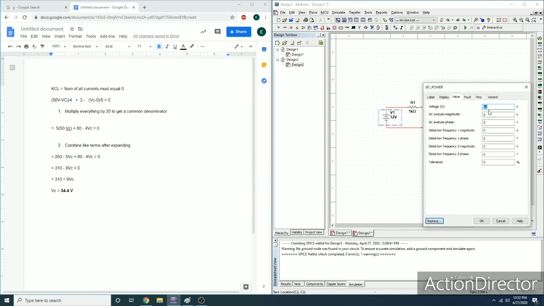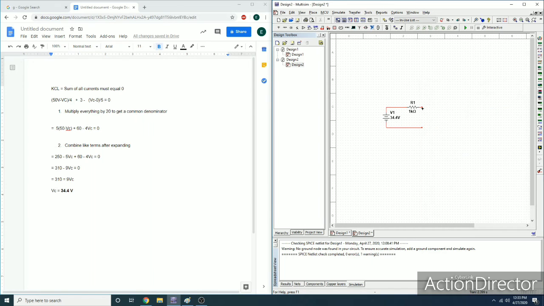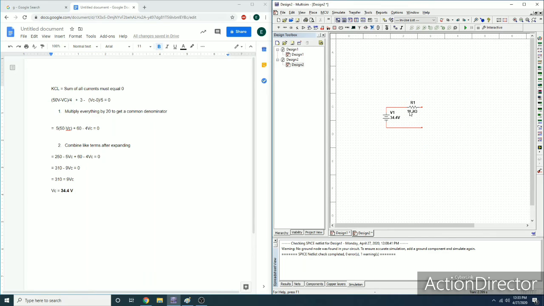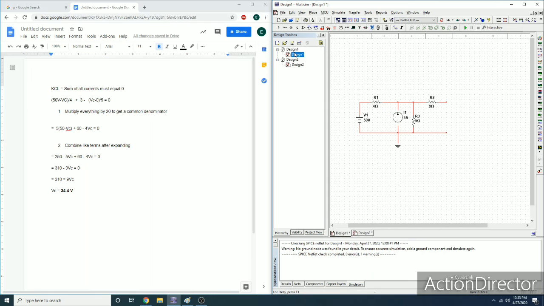Then we can make our equivalent circuit like this. So V Thevenin is 34.4 volts, sorry, and resistor 1 is 11.2 ohms. And this circuit should be equivalent to this circuit over here.